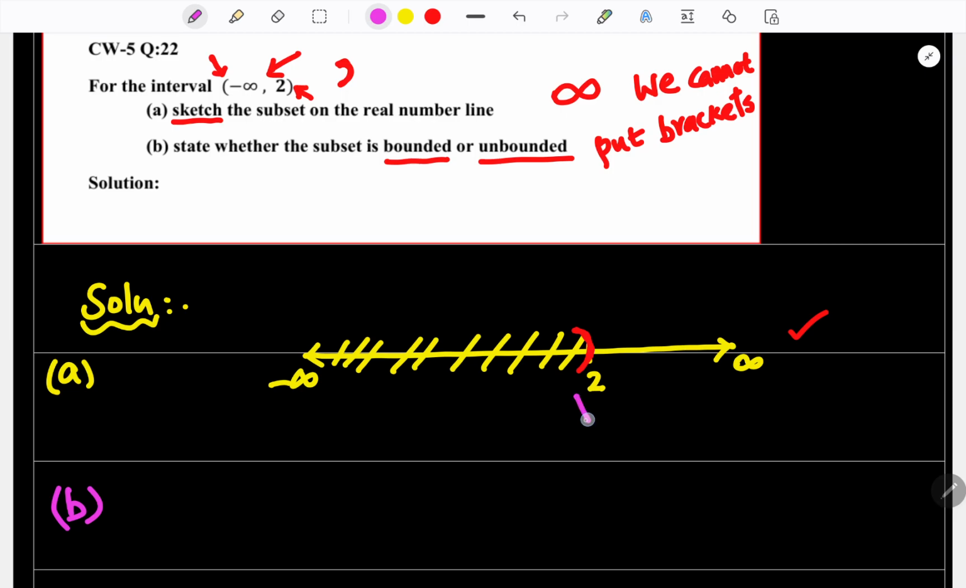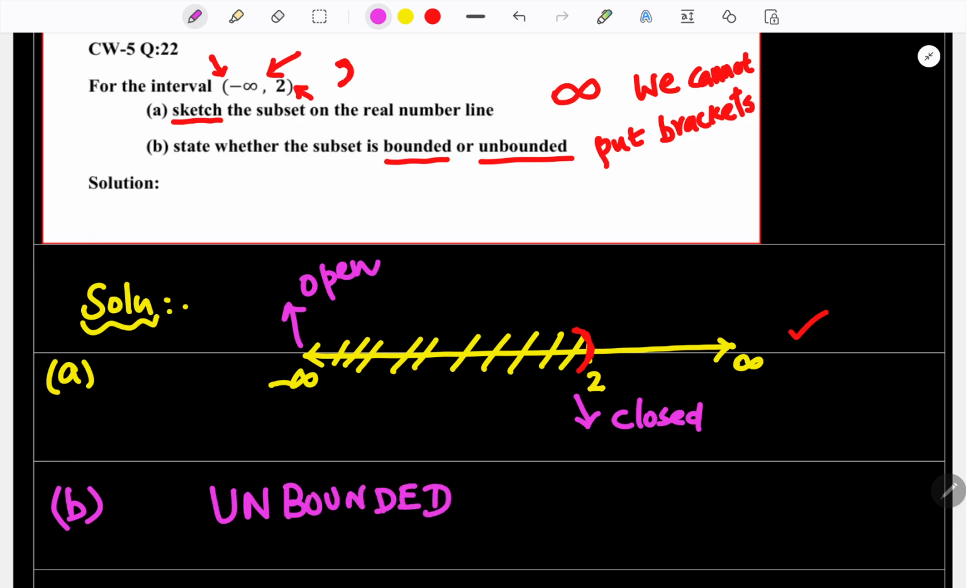The second one is we are going to write whether it is bounded or unbounded, right? Yes. One door is closed, right? And one door is open. If it is like this, you are going to write the answer: unbounded. Okay, right.